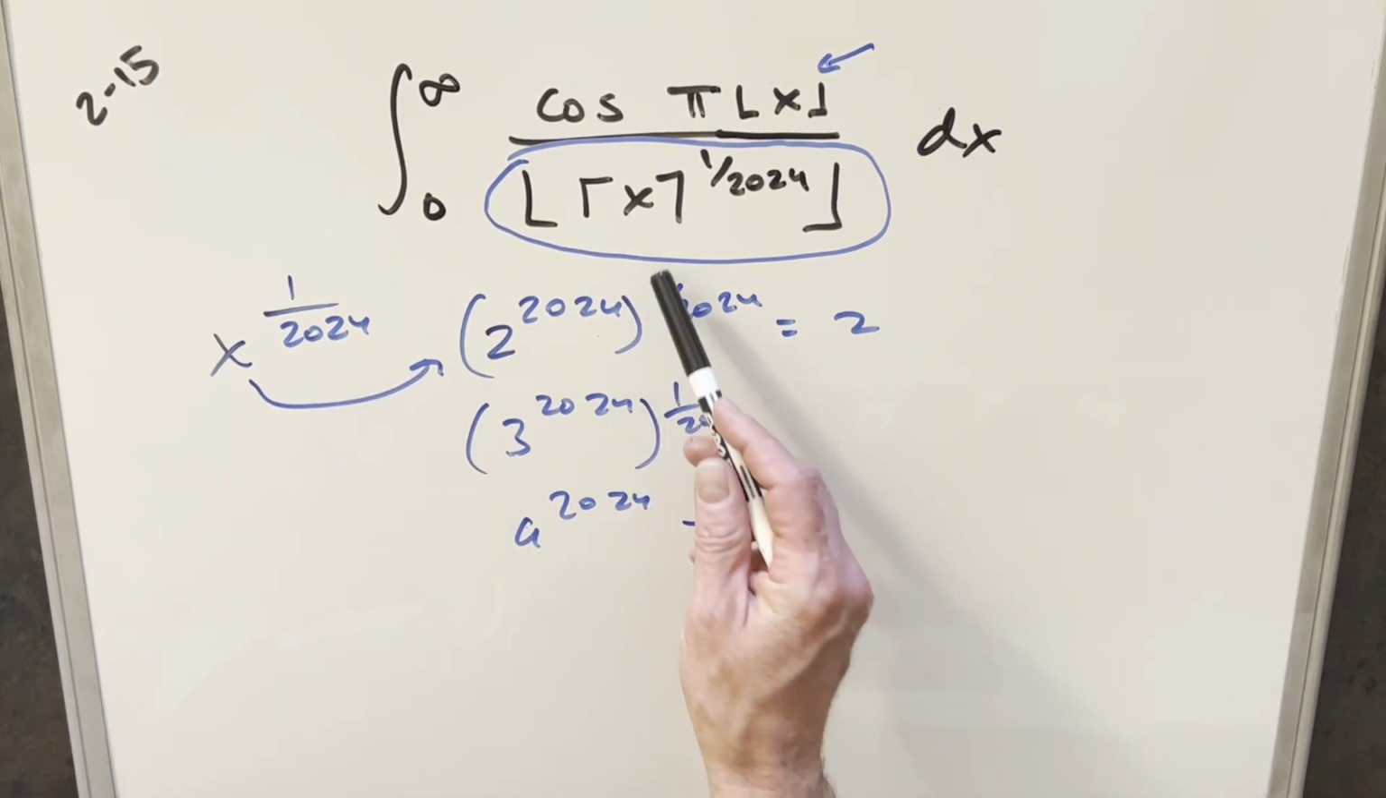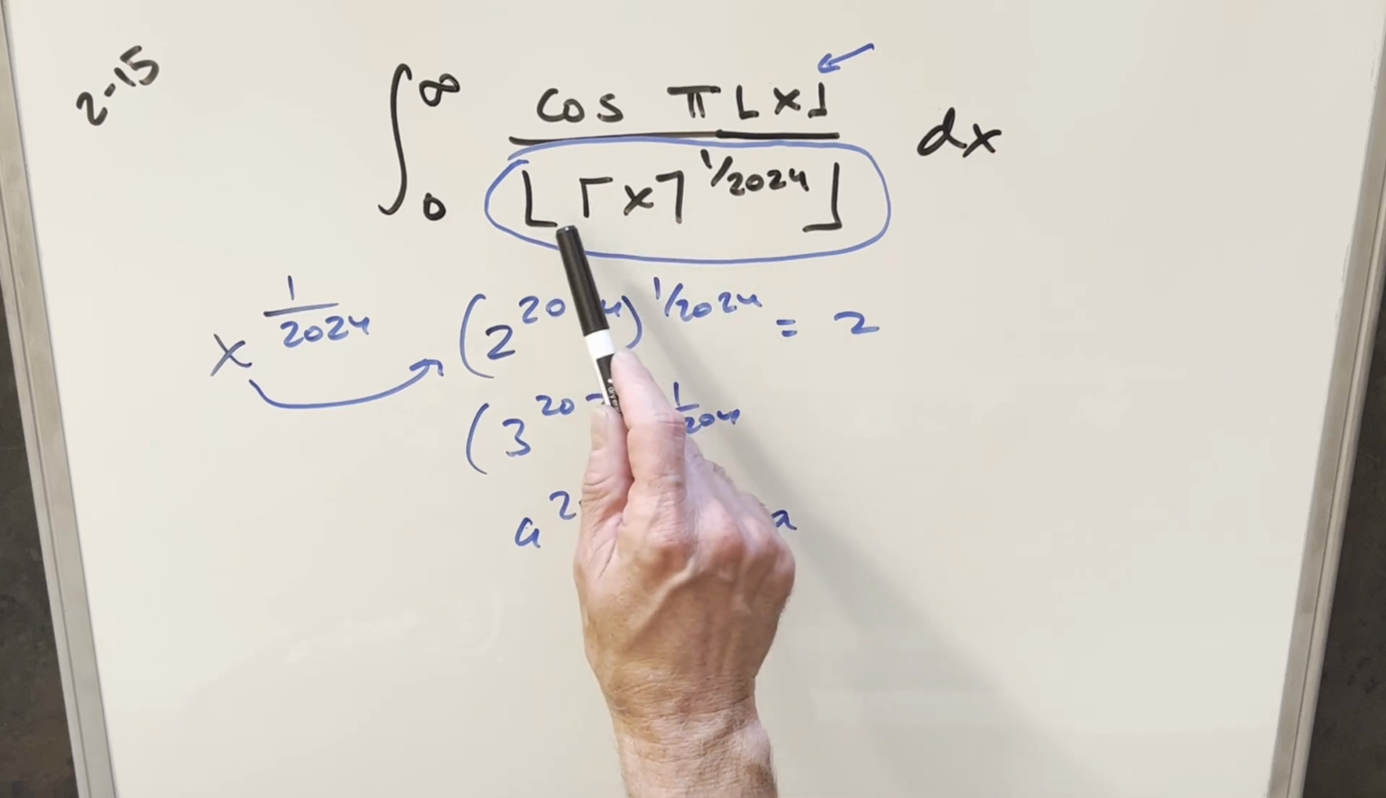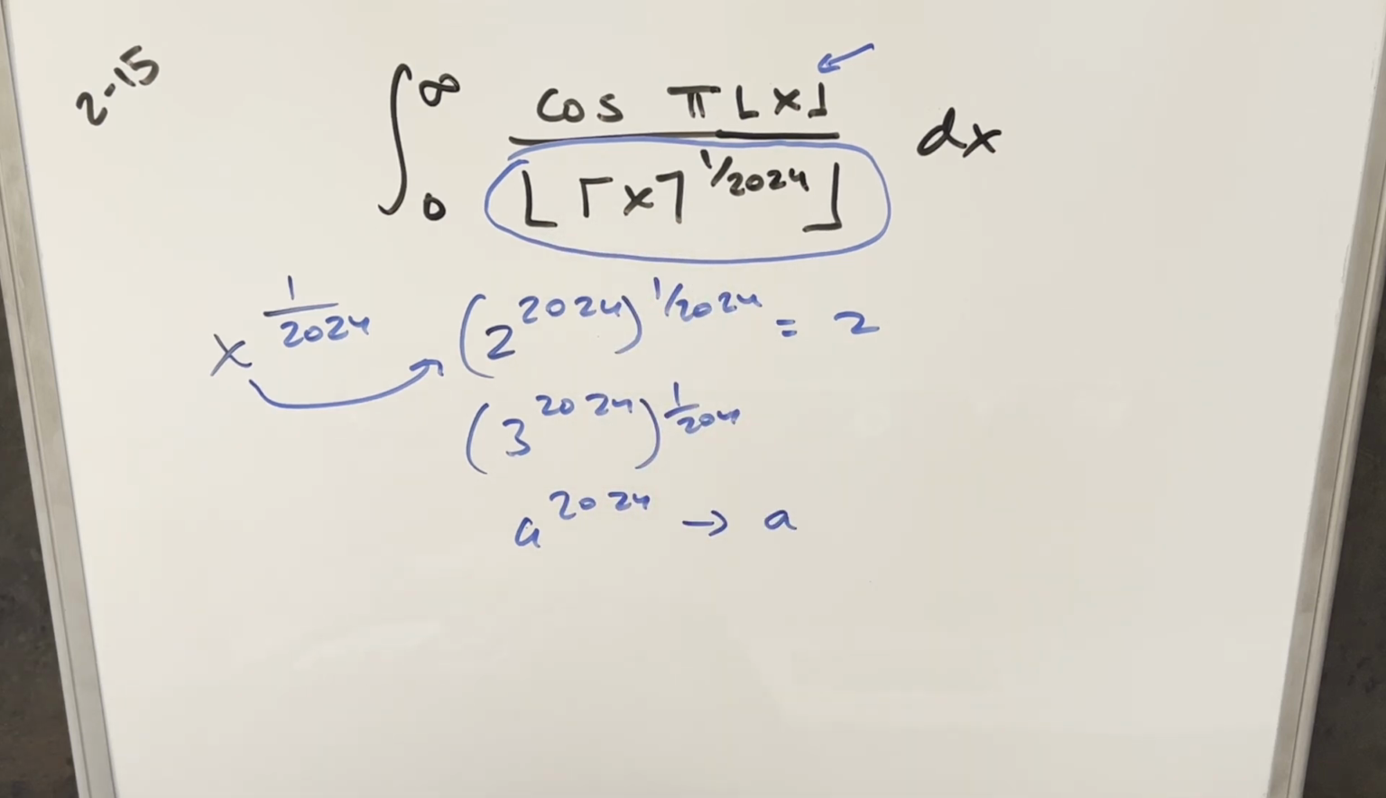Now, when things get more complicated, when we've got the ceiling function on the inside, raised to a power inside the floor, there's a lot to unpack there. We just have to get a feel for that. Maybe to make it easier to look at, let's pretend instead of 1 over 2024, we have the floor of the ceiling of x to the 1/3.